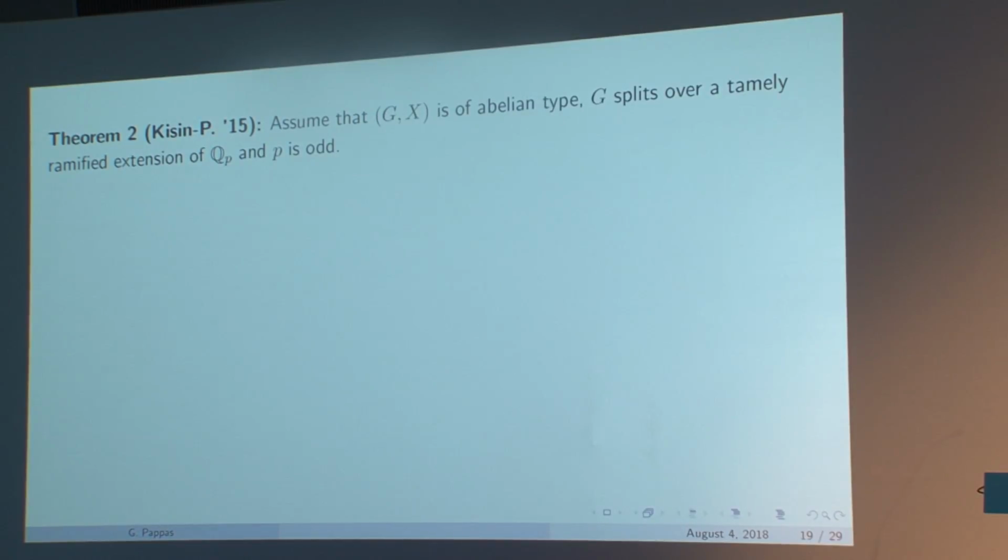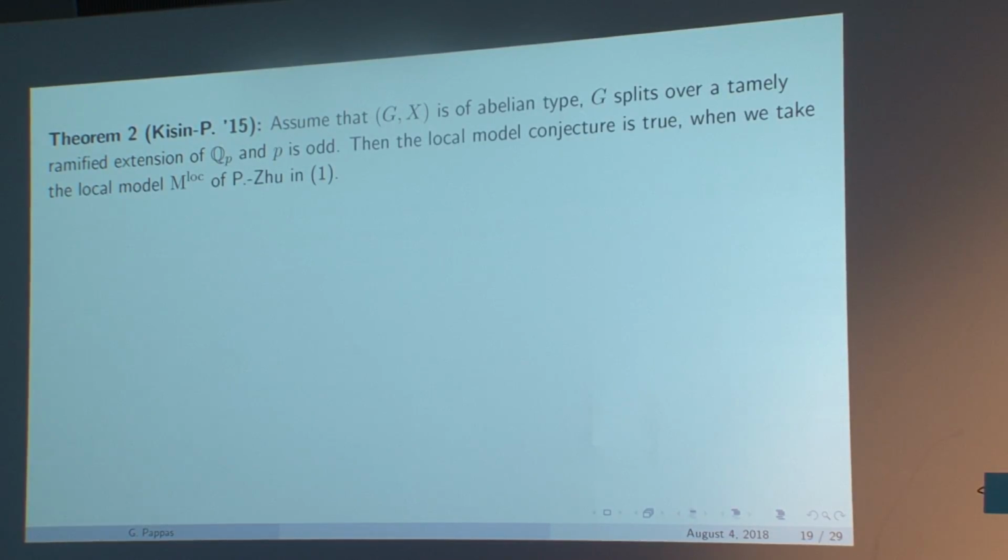So again, we assume (G, X) is of abelian type, G splits over a tamely ramified extension, p is odd, and then the local model conjecture is true, provided we pick the local models that were given by the previous theorem. So this local model conjecture, I remind you, had this other part that relates to the Shimura variety. It says that there's a model of a Shimura variety that has the same local structure as the local model.